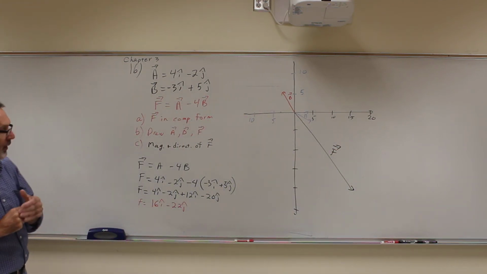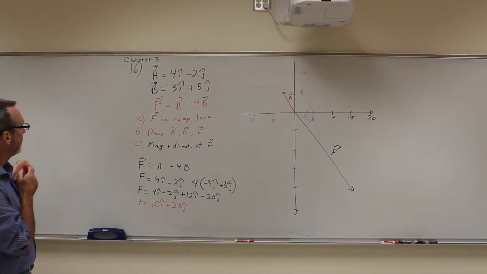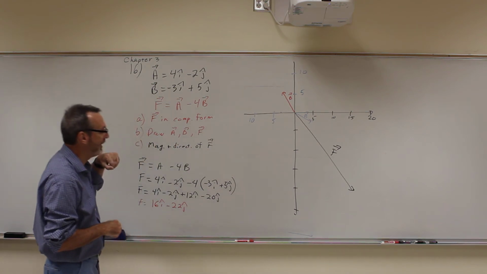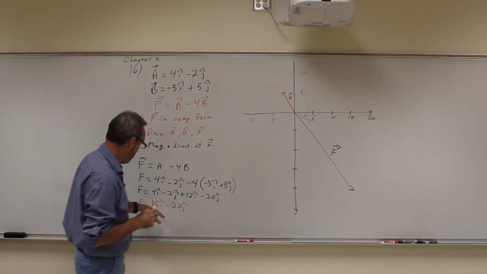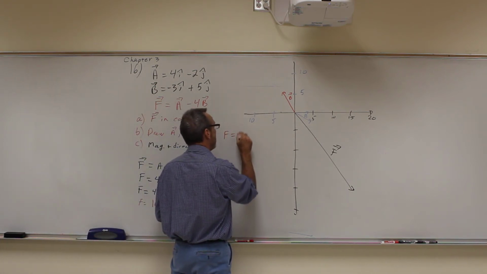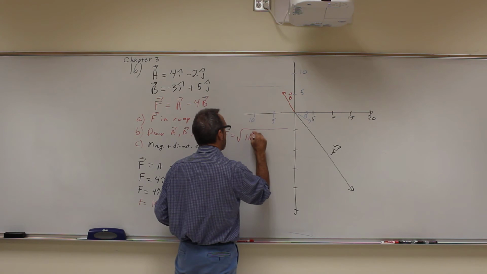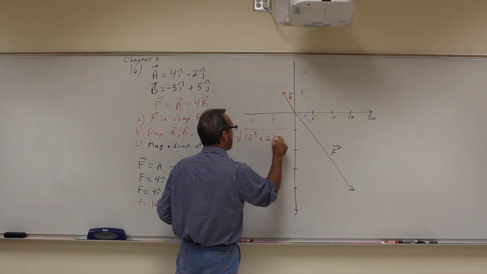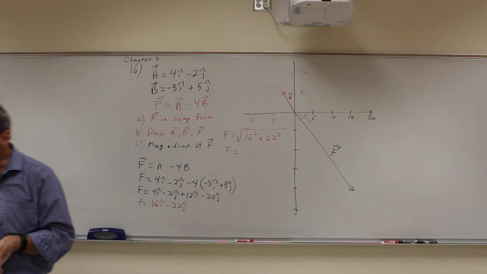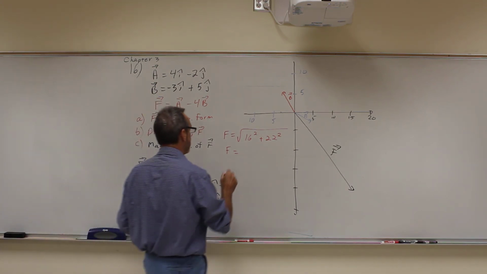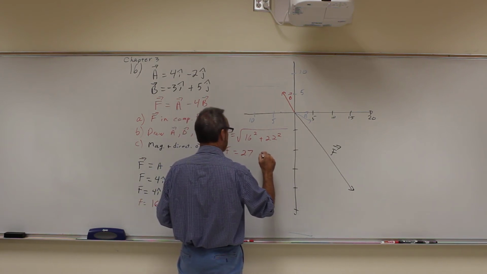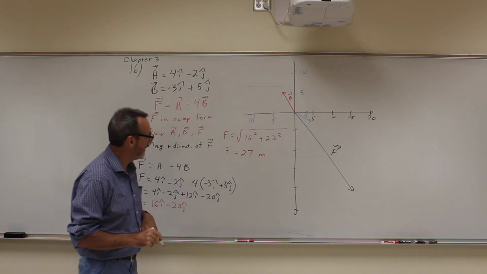Okay. So that's part B. Part C, the magnitude and direction of F. So I need to know how big F is. Well, I have the components. I have Fx and Fy here. So to get what F is, I use the Pythagorean theorem and just say 16 squared plus 22 squared and take the square root of that. And that gives me the magnitude of F. The magnitude is 27. And if they don't tell you, we use standard units, that would be meters.